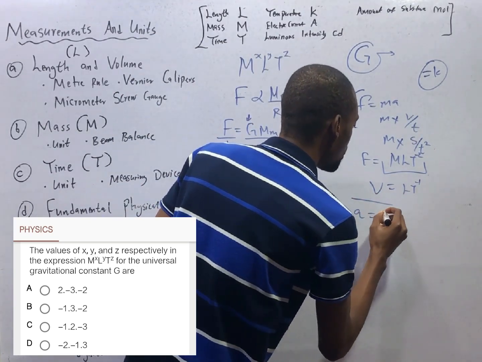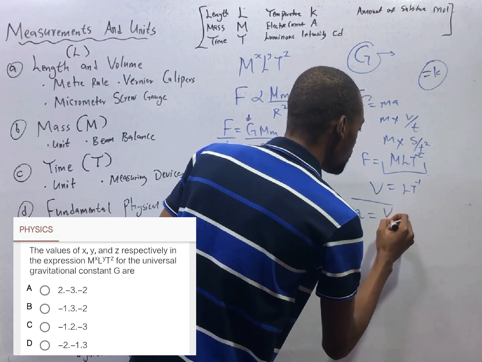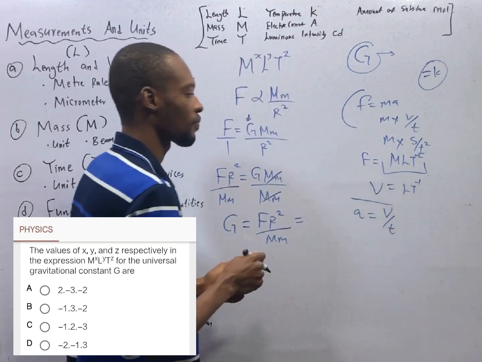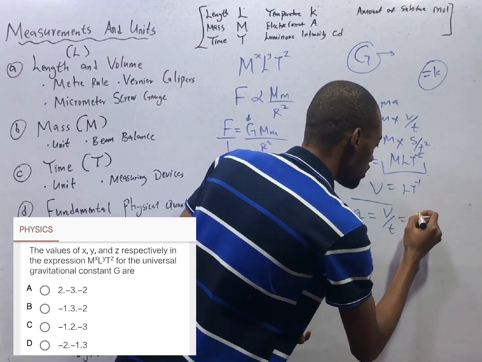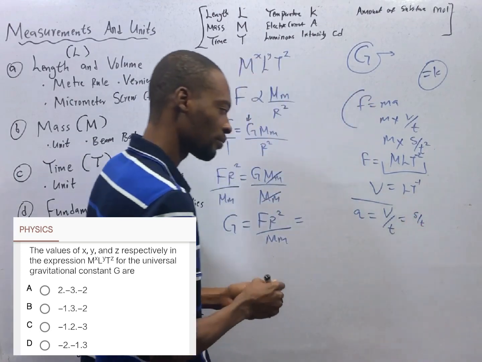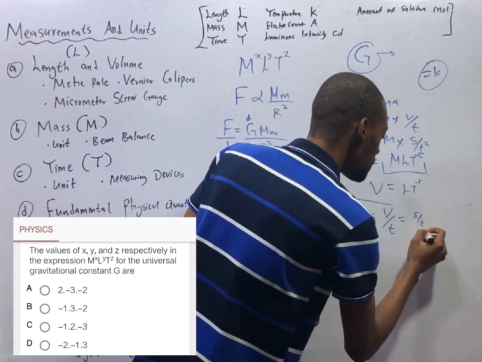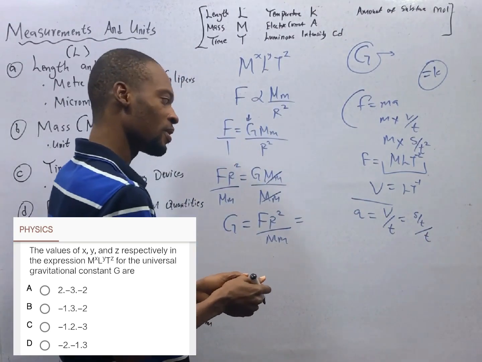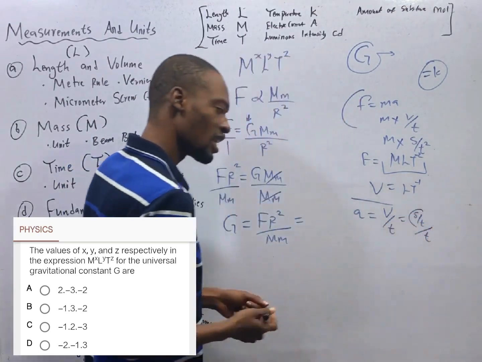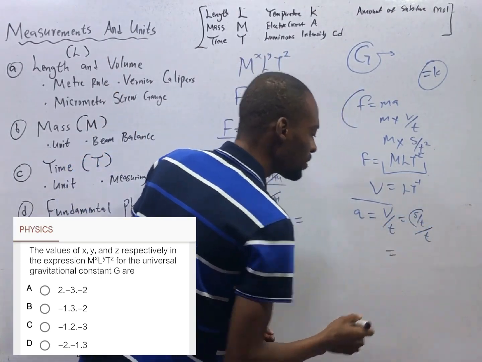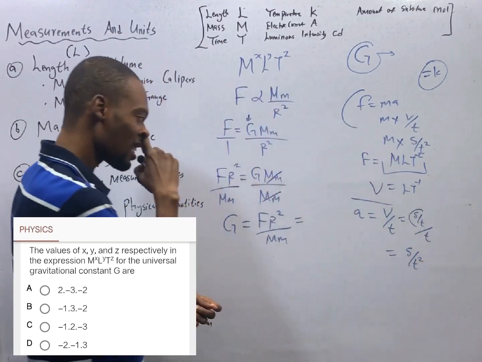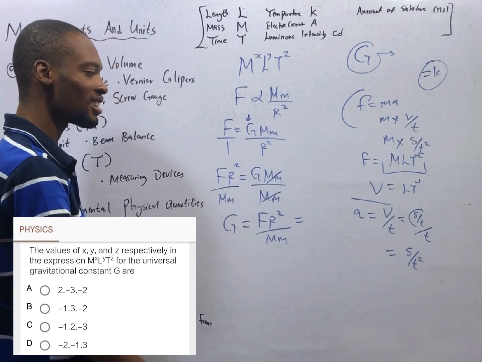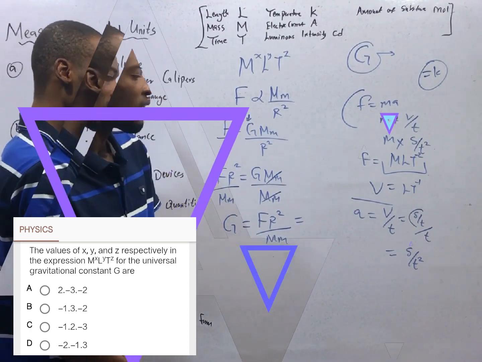Acceleration is velocity over time. Velocity is displacement over time. Then displacement over time over time. This is velocity, this is time. This is the same thing as displacement over time squared. S over t divided by t is s over t squared.